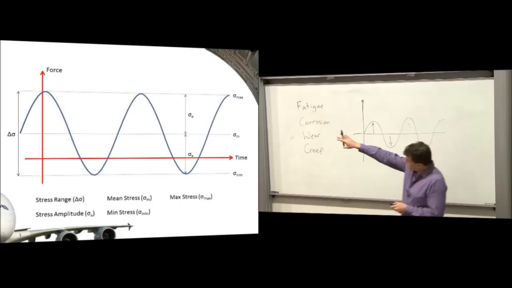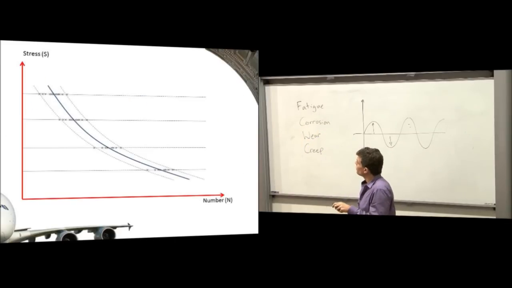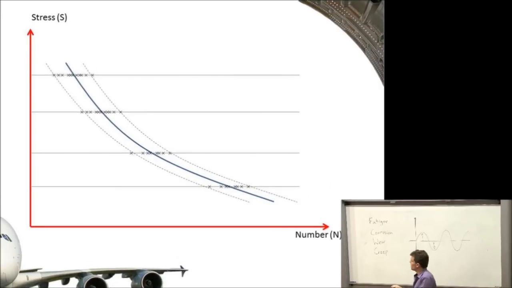Now, if we loaded a part with a sinusoidal load like this, and we did it at a number of stress levels, these horizontal lines represent different stress levels that we might do the test at. And we measured the number of cycles until something fails. As you know from 2400, this gives us what we call an SN curve. Okay, and there'll be some scatter. All the tests won't fail at the same number of cycles, but they'll scatter about a mean, and we can draw a line of best fit through that.